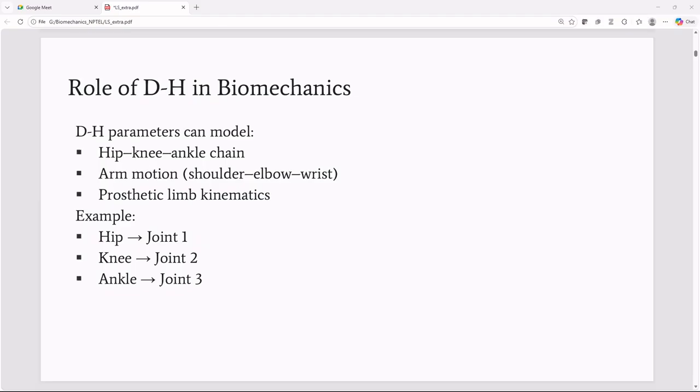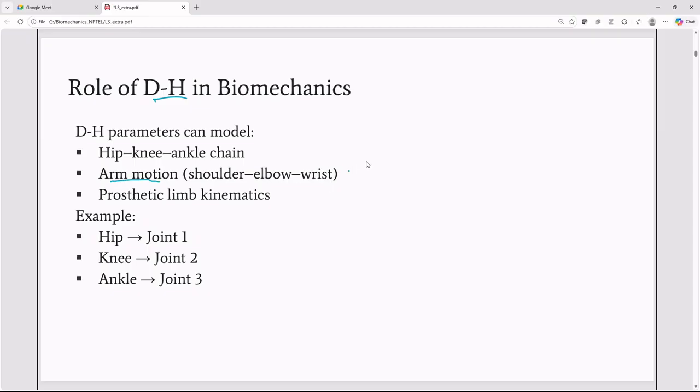The role of DH or Denavit-Hartenberg parameters in biomechanics is that most industrial robots are inspired by the human arm. If you have seen these pick and place robots in large industries, they are mostly inspired from the human arm.